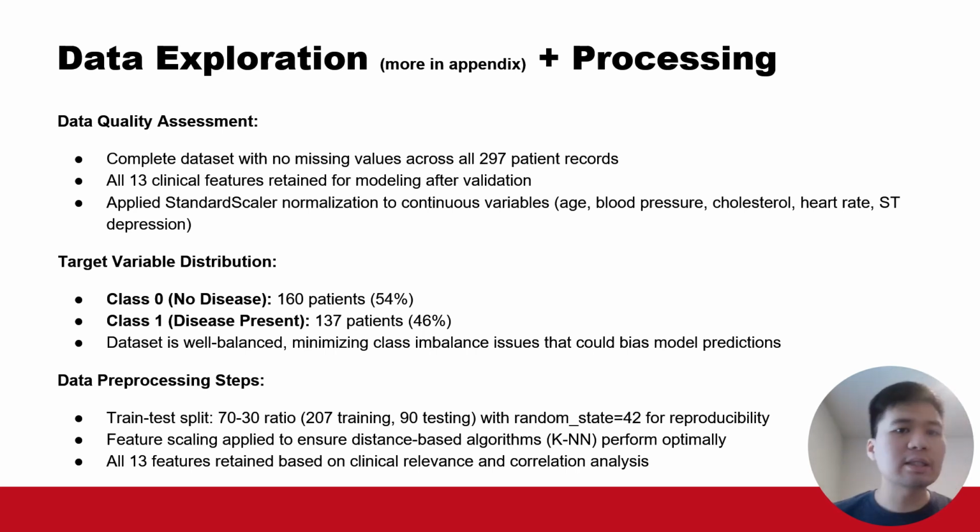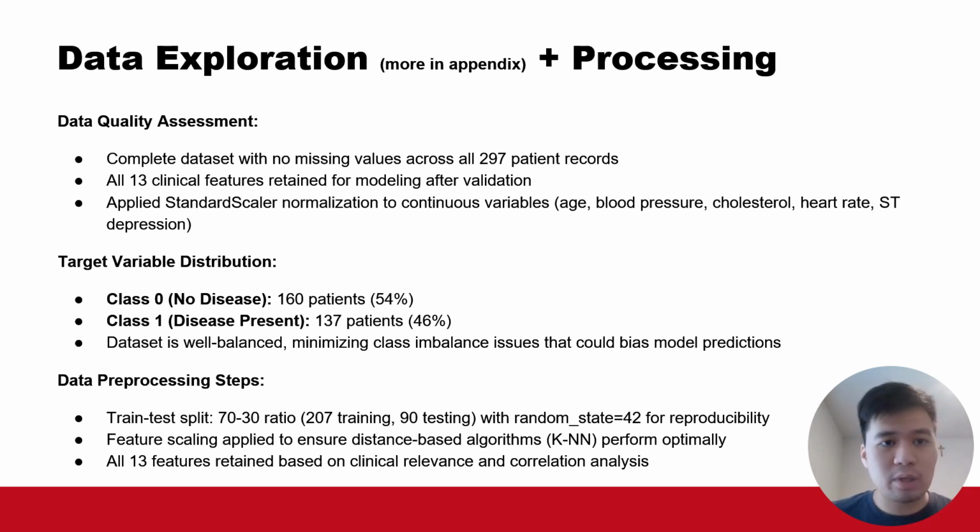Now, looking at the target variable distribution, class 0, which represents no disease, had 160 patients, or 54% of the dataset. Class 1, which had the disease present, had 137 patients, or 46% of the dataset. This relatively well-balanced dataset minimizes any class imbalance issues that could bias model predictions towards the majority class.